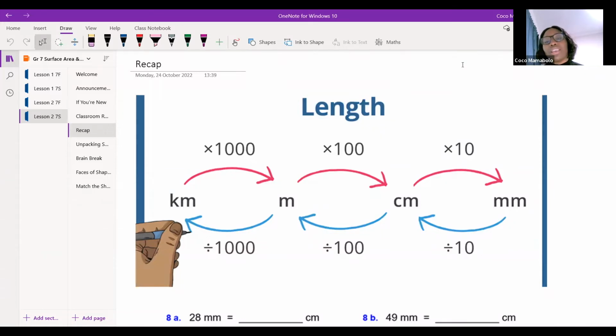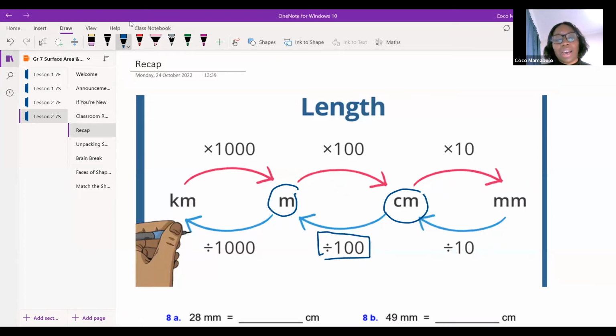All right, so I want to ask you guys, if I want my measurement to go from centimeters to meters, what do I have to do? Good, excellent. If I'm going from centimeters to meters, I have to divide by 100. Guys, I don't want you to just say divide. You need to tell me what I'm dividing by. Be very, very specific.